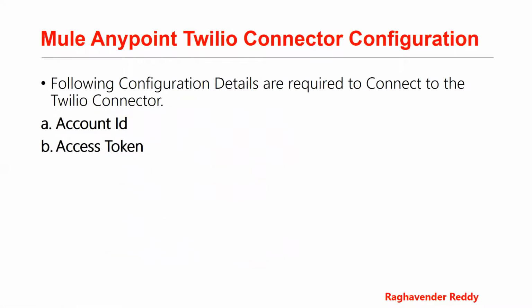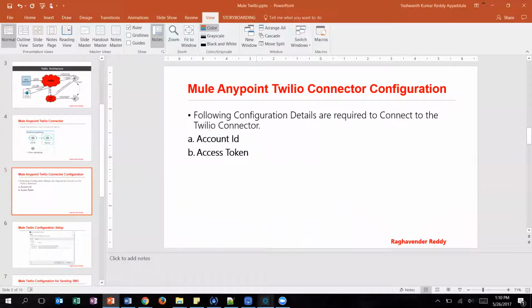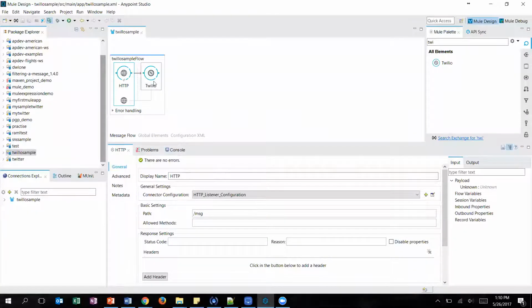Before we discuss Twilio with the Mule ESB, if you want to use the Twilio connector in your application or API, then you need an account ID and access token, which are the two major things required. Apart from these, we need the Twilio connector, which we need to download in AnyPoint Studio. I have downloaded the Twilio connector, version 1.4, and you can use it to do different operations, or to call the Twilio API.